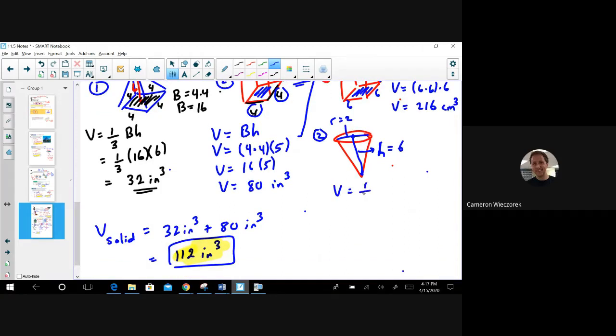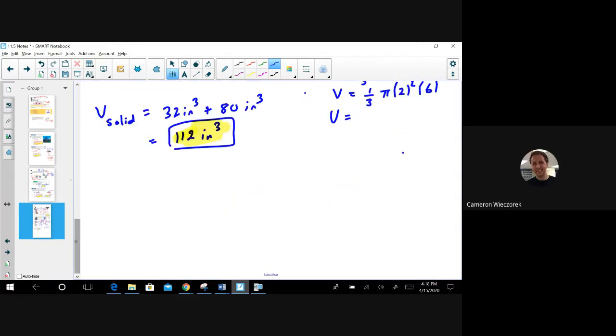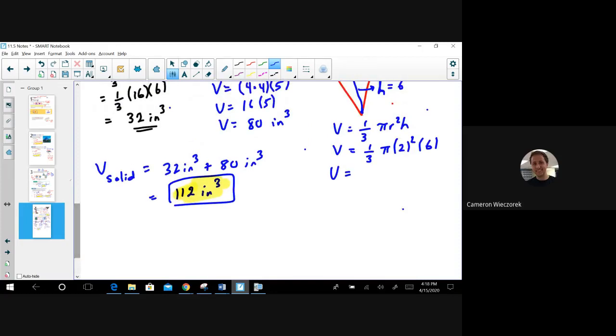So I'm going to plug in 1/3. Area of the base is a circle, so pi r squared. 1/3 pi times, remember to use 2 and not 4 since it's the radius, so 2 squared times the height of 6. 2 squared is 4. 4 times 6 is 24. 24 times 1/3 is 8. So that cone has 8 pi cubic centimeters of volume.